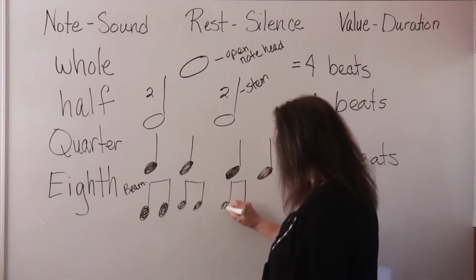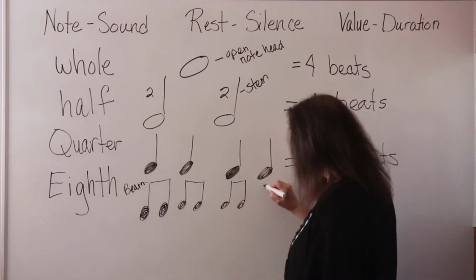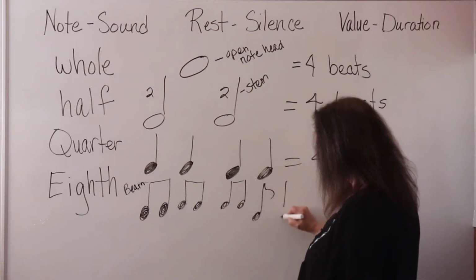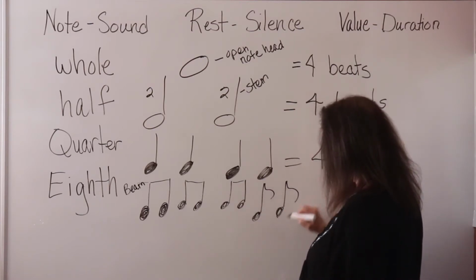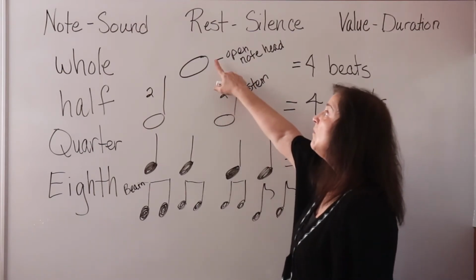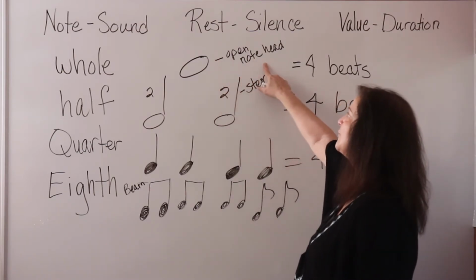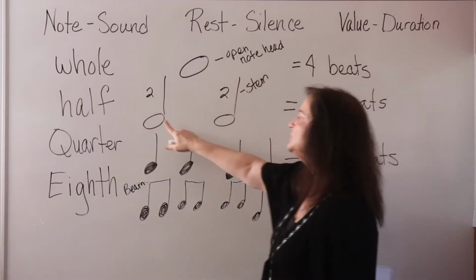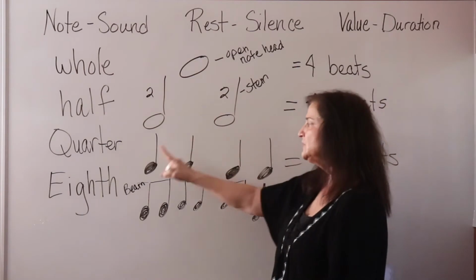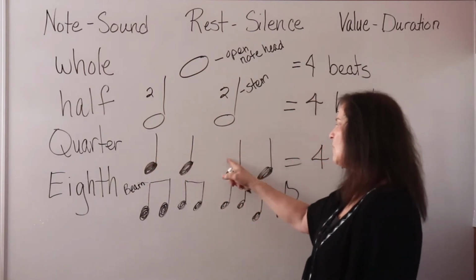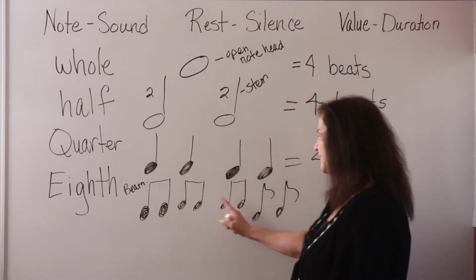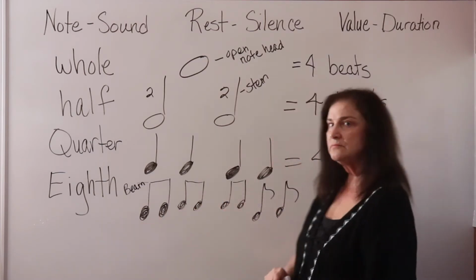When we don't have eighth notes together, we represent them individually with a flag. So this would be 1, hold 2, hold 3, hold 4. This is 1, hold 2, 1, hold 2. This is 1, 1, 1, 1. And this is 1 and 2 and 3 and 4 and.